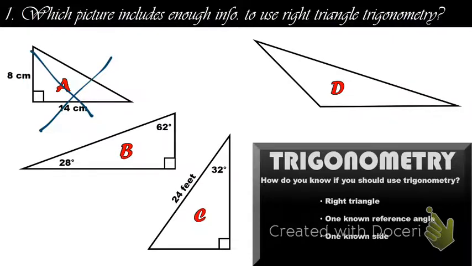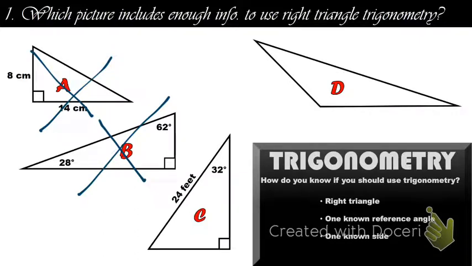If we go to triangle B, it is a right triangle. And we know not only one reference angle, but 2 possible reference angles. Now the third question we have to ask ourselves is, is there a side that we know? Do we have a known side? And we do not have a known side. So we cannot solve triangle B by using right triangle trigonometry.